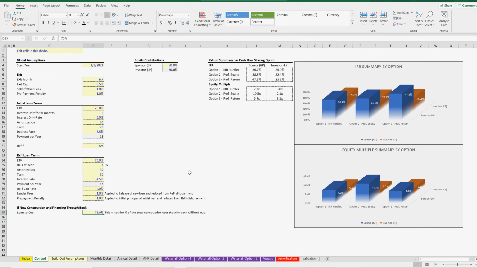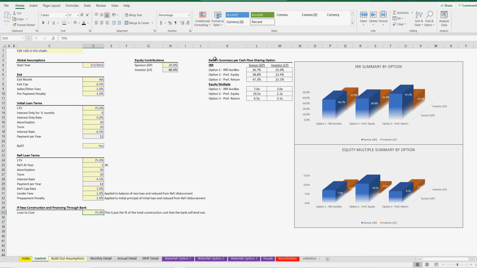Then you've got an assumption here that's going to flow over to the build out assumptions for loan to cost, to define if there's new construction or renovations, how much of that will the bank cover.